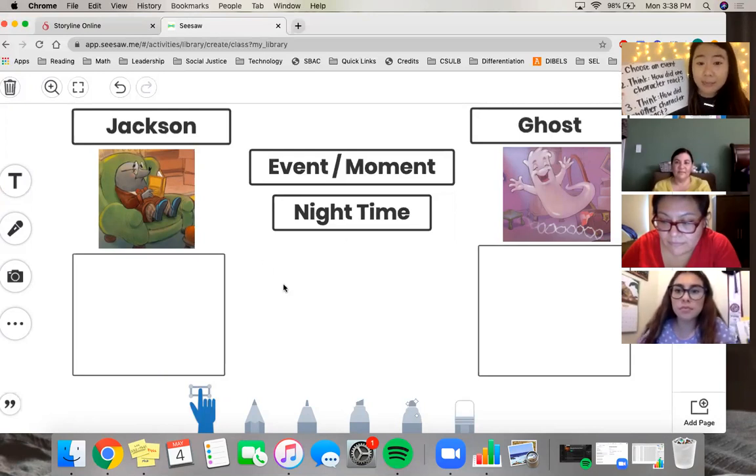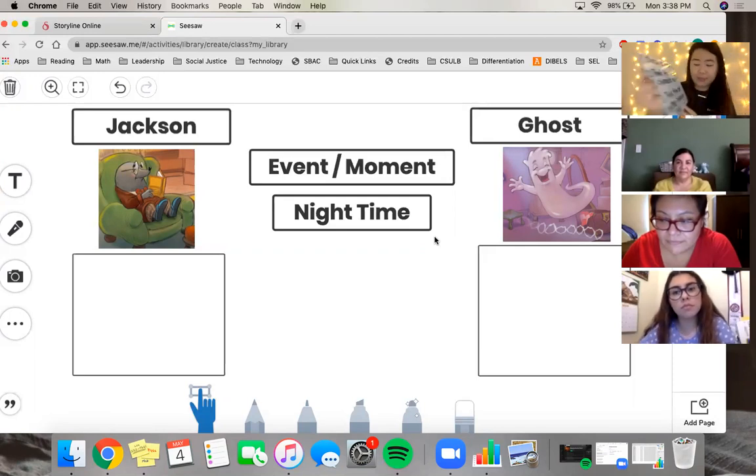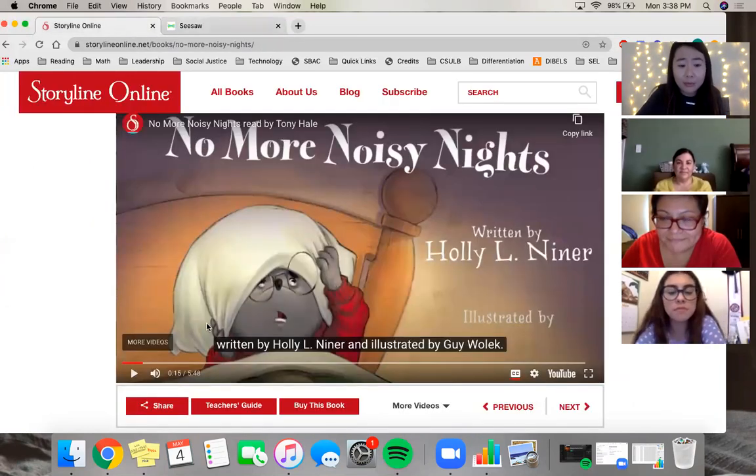In this example, we're going to be talking about the nighttime in this book, and how Jackson reacted and how the ghost reacted for this page. I'm going to play the story, and I want you to think to yourself, how did both characters react when something happened in the nighttime? We're going to play the story, and I'm going to pause when we're ready to discuss.